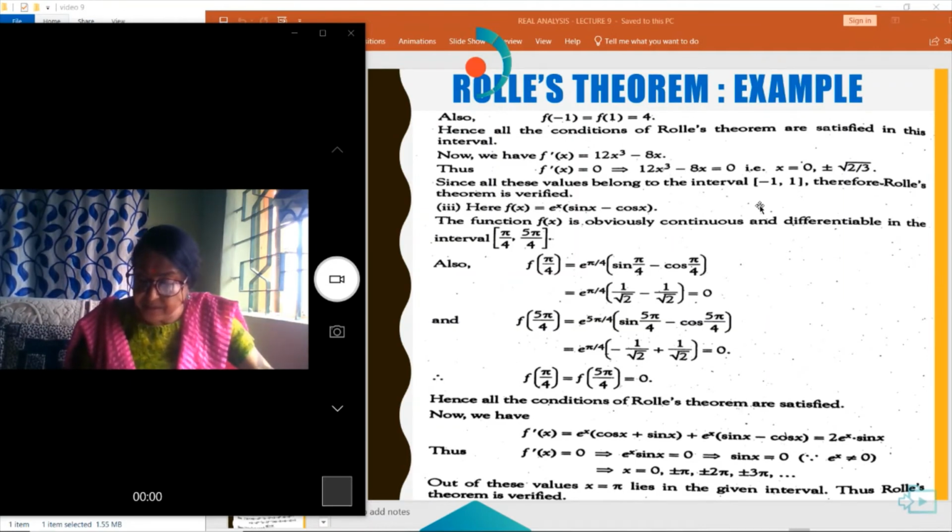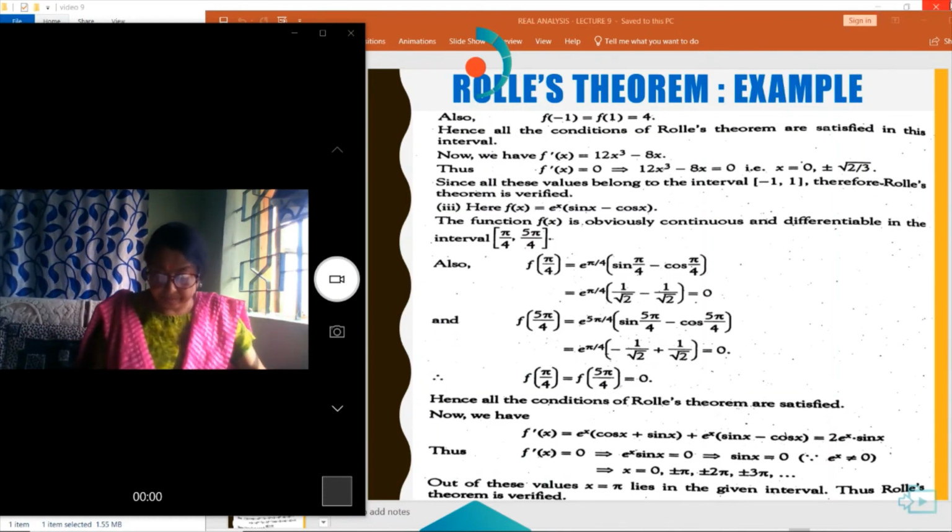Similarly, the third one, f(x) is equal to e to the power x into (sin x minus cos x). Then you try it at home. This is your homework.